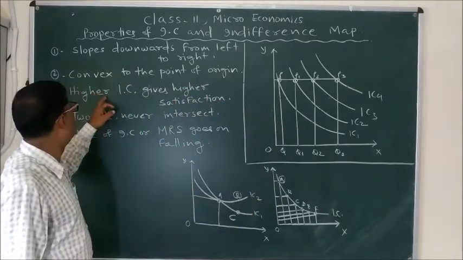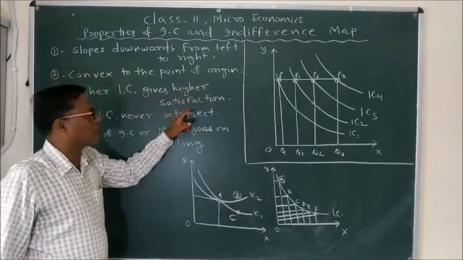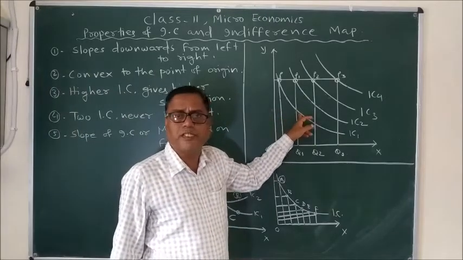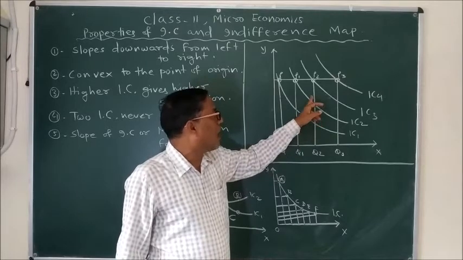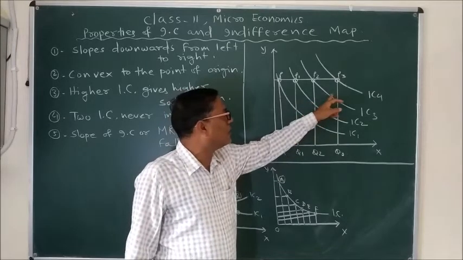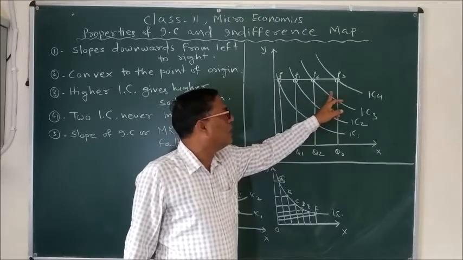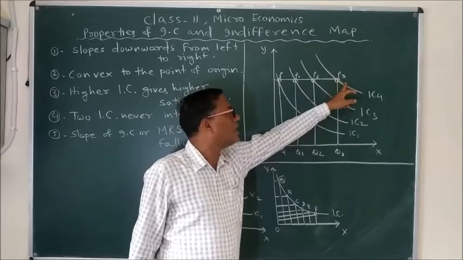The third point, that is higher IC gives higher satisfaction. We have already discussed here in indifference map that IC2 lies at a higher point than IC1, IC3 lies higher to IC2, and IC4 lies higher to IC3.